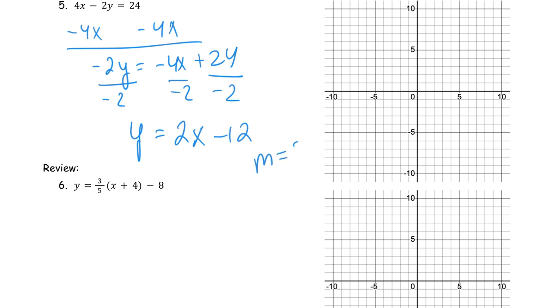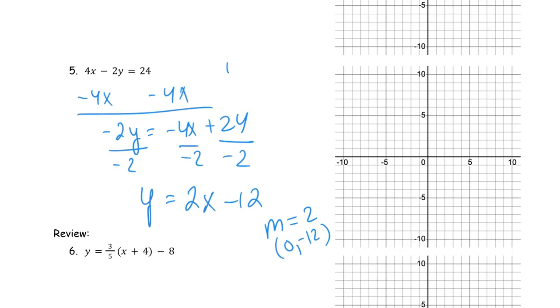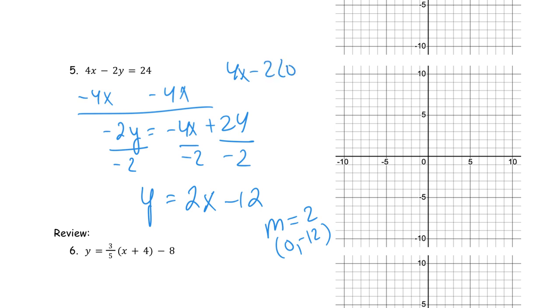Okay, so I have the slope. The slope is 2, right? My y-intercept is -12. Is -12 on my grid? So I need to go get an intercept. Can I go back and get my x-intercept? Wouldn't I just plug in 0 for y? What do I get for an x-intercept? 6. So I'm going to plot the x-intercept at 6.